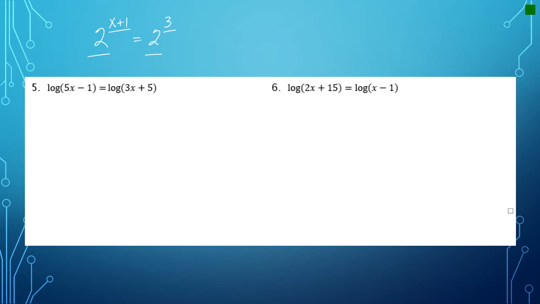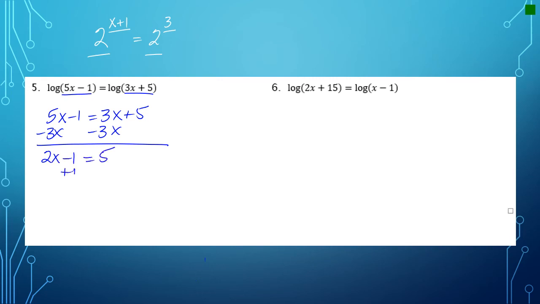So both of these equations are set up so that we can automatically do that. If you look at number 5, both of these are common logs. That means they both have base 10. So even though I can't see it, I know that the bases of their logs match. So now I can just take what's in the parentheses and set those equal to each other. And from here, I'm just solving this equation for x. So I would subtract 3x from both sides, and I'd have 2x minus 1 equals 5. And then I would add 1 to both sides. So I would have 2x equals 6. And then divide by 2, so x equals 3.